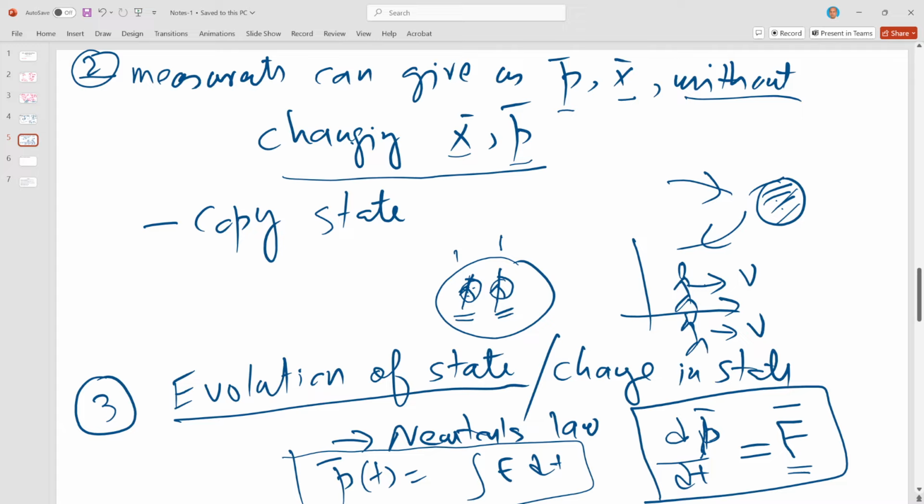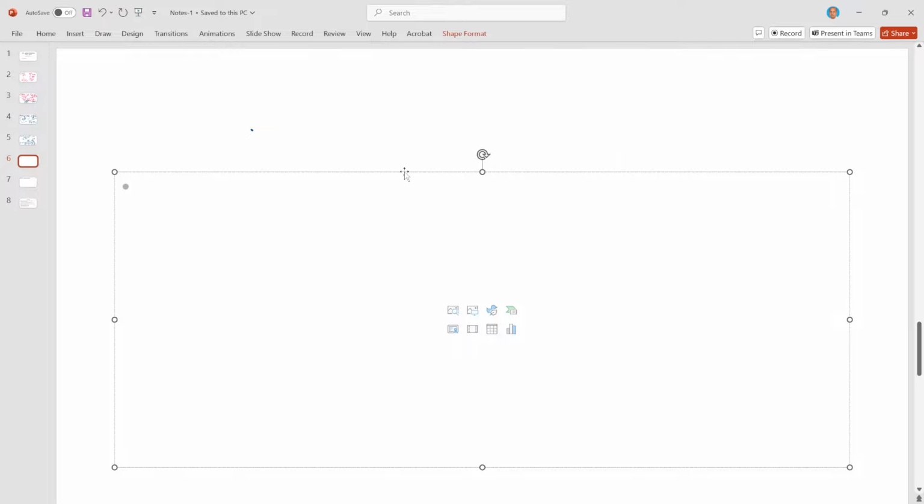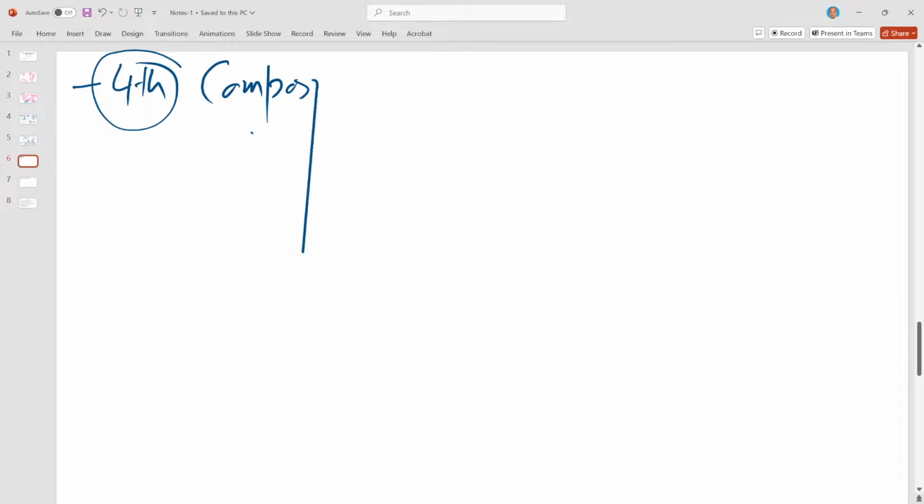So the change in state is found by Newton's second law, and that's the third governing postulate. Let's see the fourth postulate, which deals with composite systems.